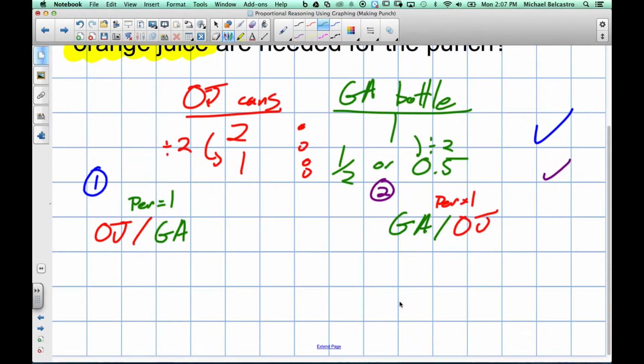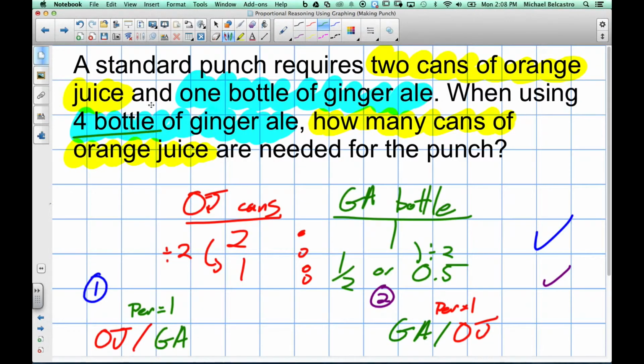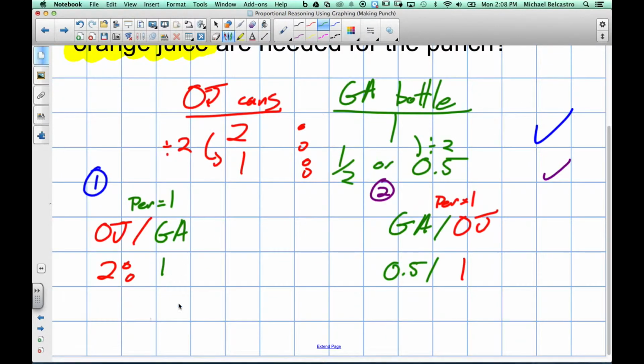So we have our unit rates here. In this one, we have a 2 to 1 unit rate. And in this one, I guess we'll write it as a 0.5 to 1 unit rate. Now the question said that we need 4 bottles of ginger ale, if you recall. 4 bottles of ginger ale. So in other words, we need this ratio to build to the number 4.